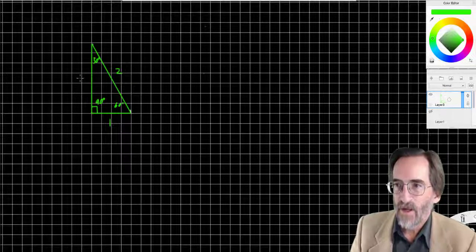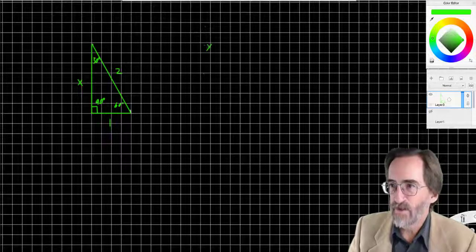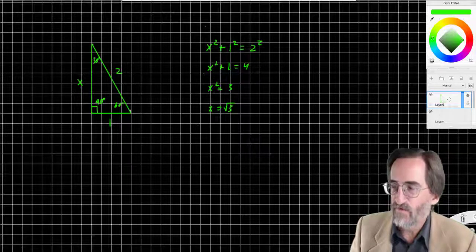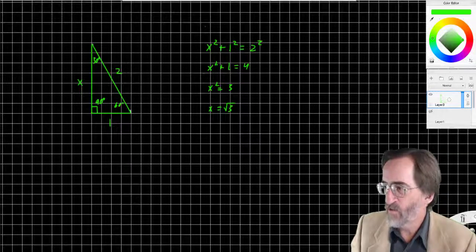Okay, and I'm going to solve by the Pythagorean theorem for the third side. So I'm going to say x squared plus 1 squared equals 2 squared. x squared plus 1 equals 4. Subtract, x squared equals 3. And square root, x equals square root 3. So the missing side is square root 3.